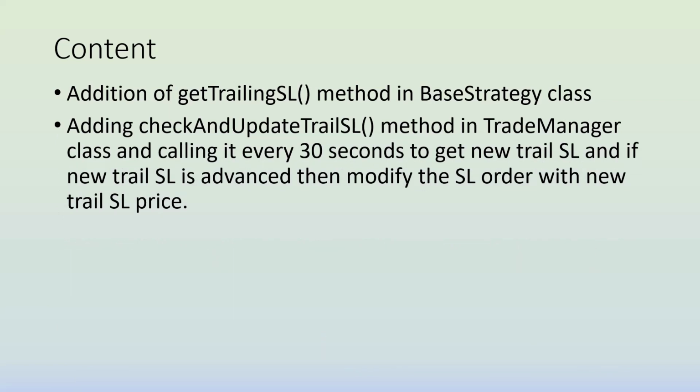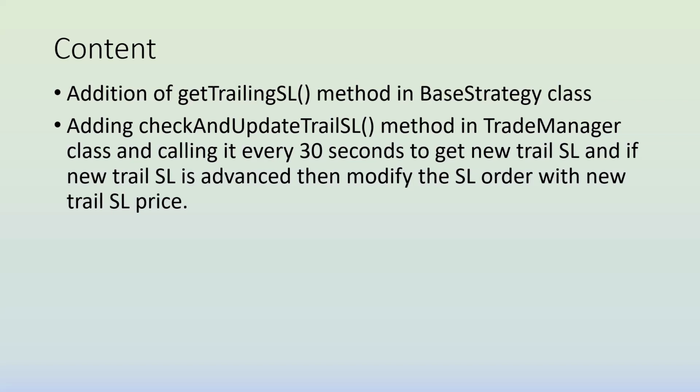And what else did I change in the trade manager class? In trade manager, I wrote a check and update trail SL method. This function is called every 30 seconds inside our regular for loop. For each strategy, for each trade, it will find the strategy instance and then call the get trailing SL method of that particular strategy instance.